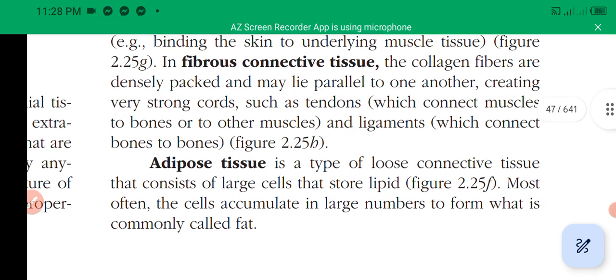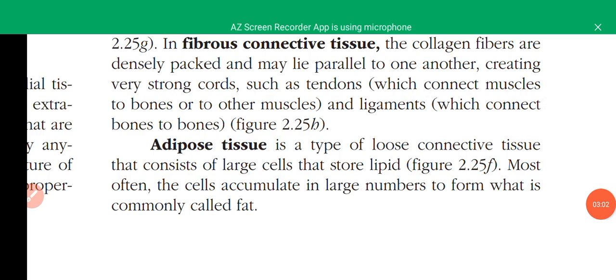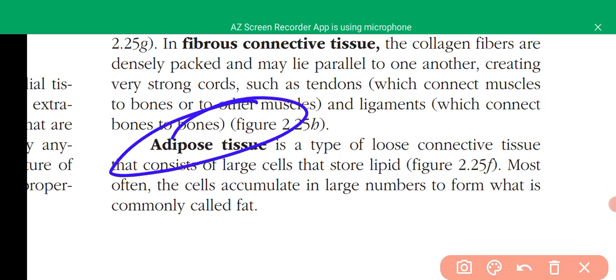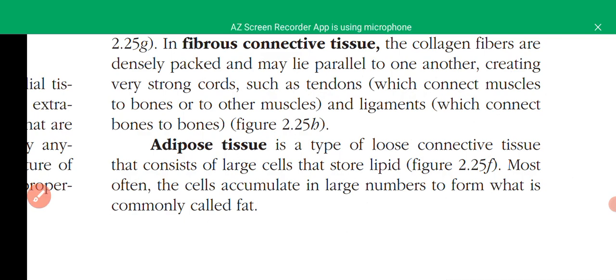What are the examples of loose connective tissue? They may be adipose. Adipose tissues are an example of loose connective tissues, and they are loose cells present in various locations in the body, like around the kidney, in the abdomen, and in various tissues, and they accumulate fat, and they are a storehouse of fat.